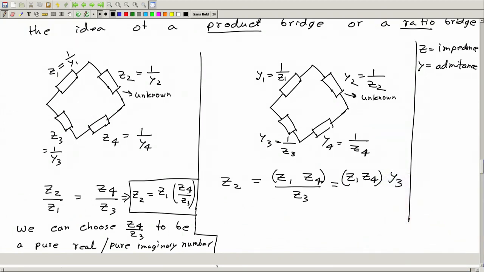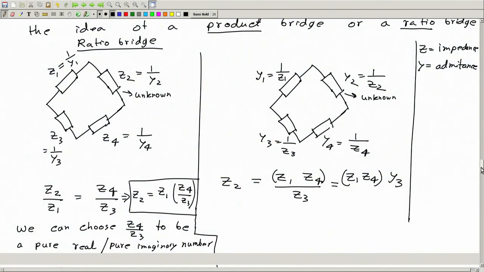Then we do not have to remember anything if we just do it this way, and this form of the bridge we will call the ratio bridge. Why? Because the ratio of 2 adjacent arms, Z4 by Z3, we will choose to be a pure real or pure imaginary number.